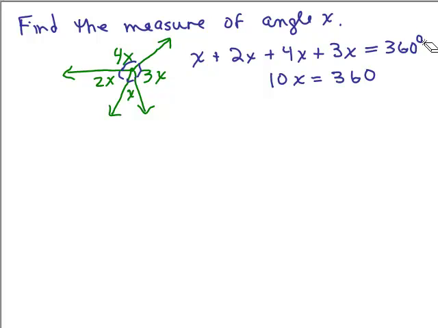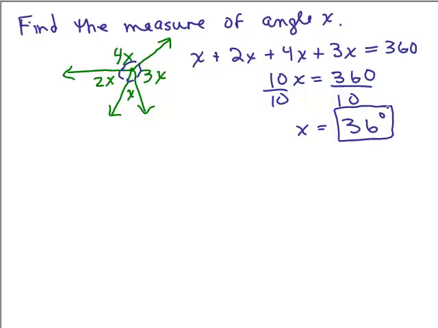I could leave off the degree symbol and deal with that later when I write my answer. And so we divide by 10. So it looks like x is 36. And that's what we're looking for, right? We're looking for x. Find the measure of angle x. So it looks like this is our answer, 36 degrees.